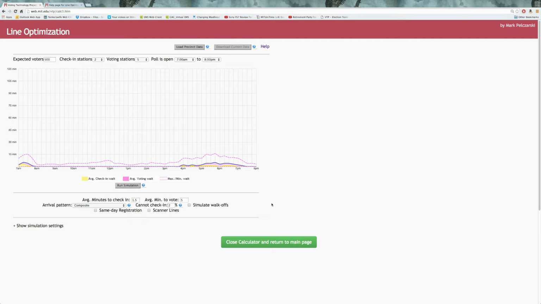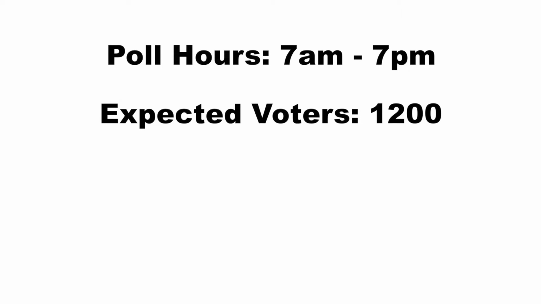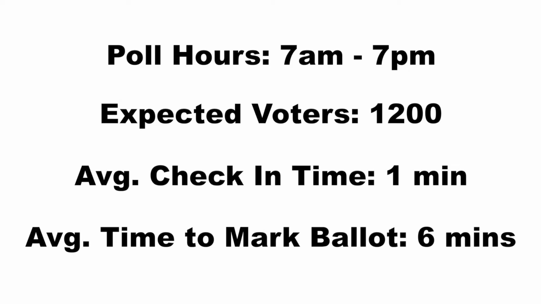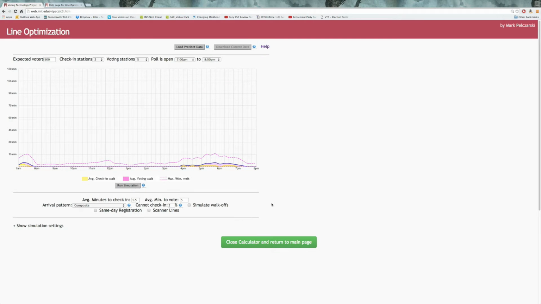To see how the tool works, let's take as an example a precinct in a county where the polls are open for 12 hours on Election Day, from 7 a.m. to 7 p.m. There are 1,200 voters expected on Election Day. We plan on the average check-in time to be 1 minute, and it takes an average of 6 minutes to mark the ballot. Let's start with the data we would enter at the top of the computer screen.